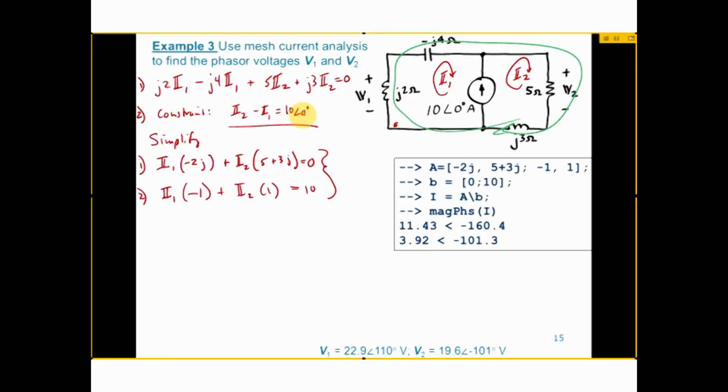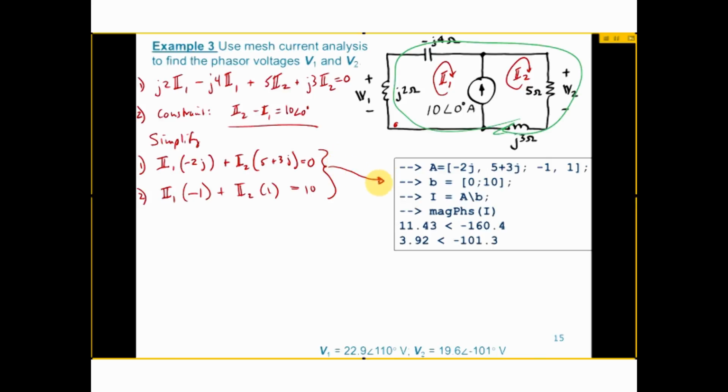The second line is the constraint equation rewritten. I'm rewriting the constraint equation in a form that meets the matrix solution that I have to set up for MATLAB. Right? It has to be something times I1 plus something times I2 equals something. The constraint equation wasn't written that way, so I'm just rearranging it a little bit. It's minus 1 times I1 plus 1 times I2 equals 10. And now, you don't really need to do much.